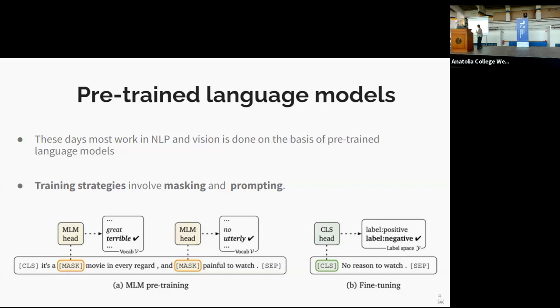So in this example I have here, it's a movie in every regard, and mask painful to watch. Basically your model will learn to predict things like terrible and utterly. And then you use this model that's been trained in this way, and usually the masking can be random, or there can be other masking strategies. And then when you're fine-tuning, you're performing your more standard model training, but now you've got a model that's basically seen a lot more data, and so it's adjusting to your text classification.